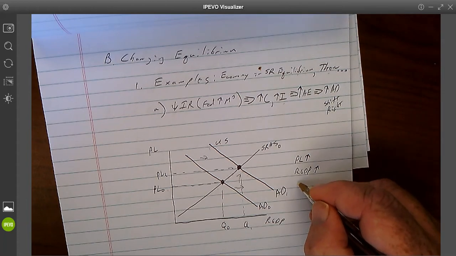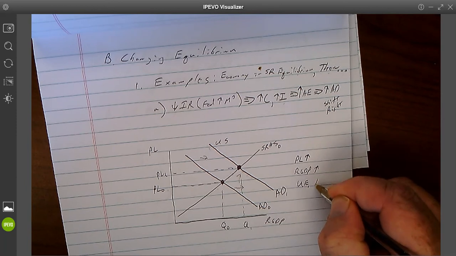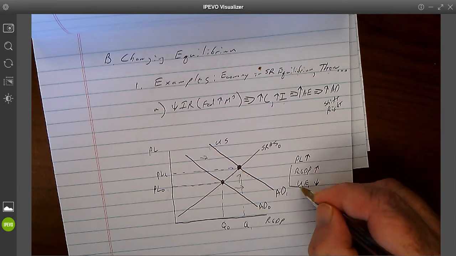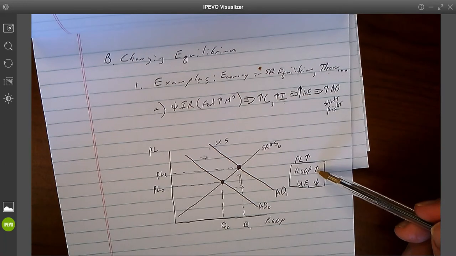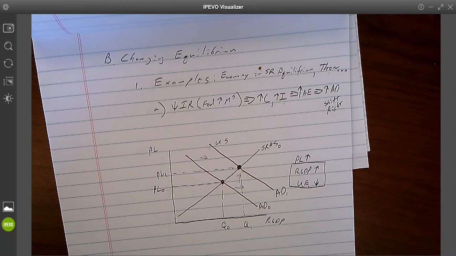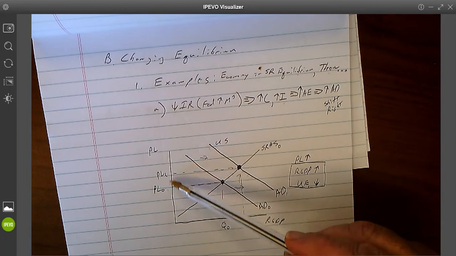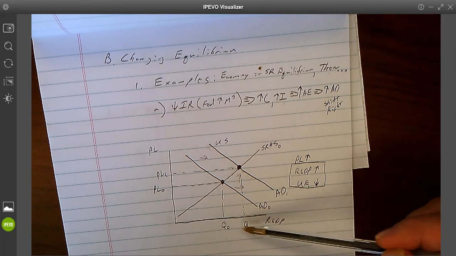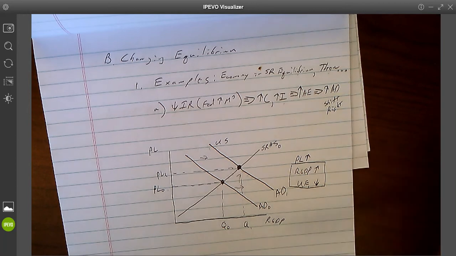And I'm going to add something here. Unemployment has decreased. These two things go together and work in the opposite direction. If you're producing more, you're going to need more people, so unemployment goes down. If you're producing less, you need less people, so unemployment would go up. But here's how to read these results. The price level went up. Real GDP went up. So unemployment must have gone down.